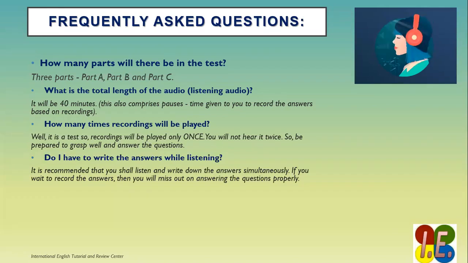Another question is, do I have to write the answer while listening? Yes. The OET listening test is to assess your writing skills and, at the same time, your listening skills. So these should work together. You need to practice writing while listening. It is recommended that you listen and write down the answers simultaneously. If you wait to record the answers, then you will miss out on answering the questions properly. Anyway, you will be given a few seconds to read the questions before the recording starts.